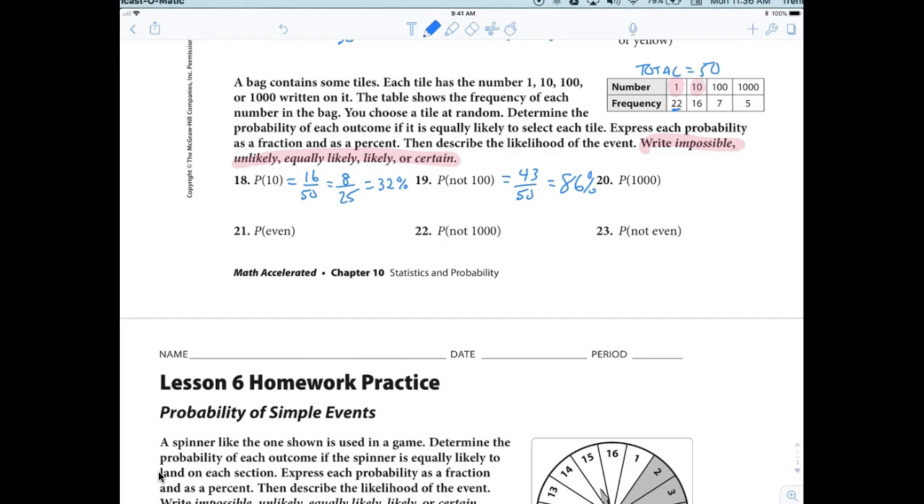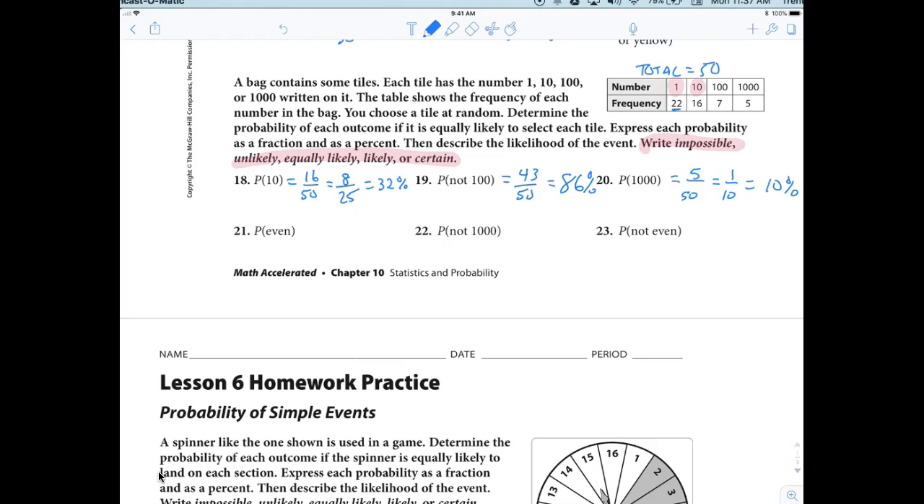Abby, what's the probability of getting 1,000? Getting 1,000. Okay, so well, tell me the fraction first. Oh, that would be 5 divided by 50, which reduces to 1 over 10, or 10%. Everybody happy with that? Yeah.